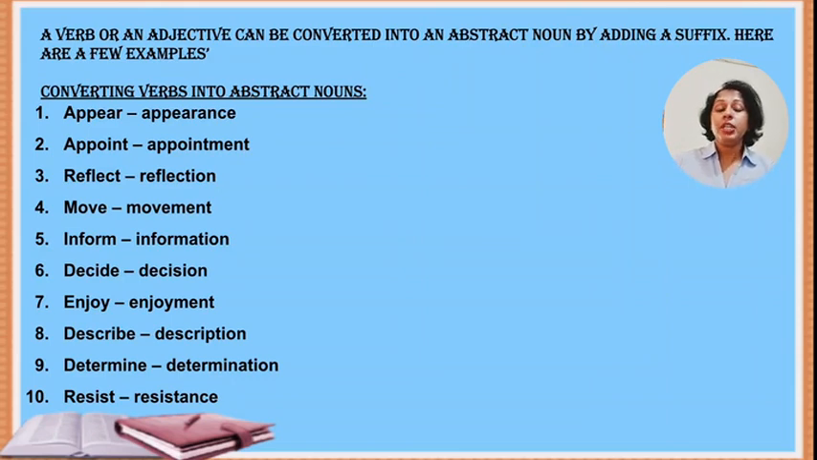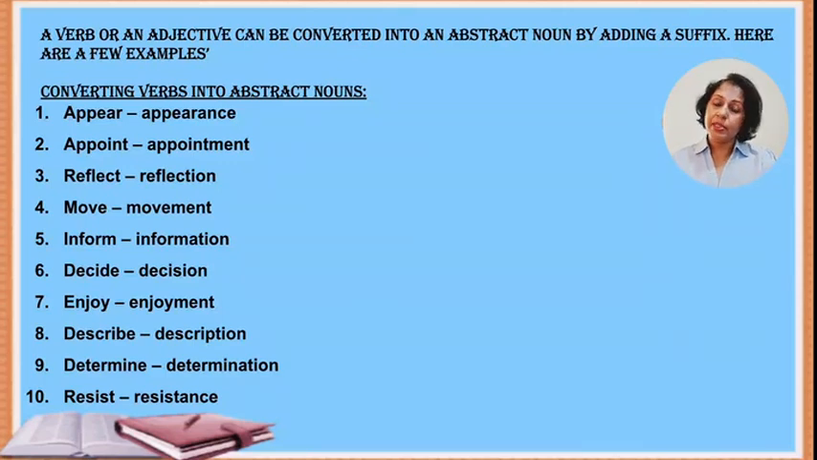Appear is a verb. Towards the left side of the screen, you see all the words are verbs. Appear, appoint, reflect, move, inform, decide, enjoy, describe, determine, resist. All these are verbs. After adding a certain suffix, we have converted those verbs into abstract nouns. Appear becomes appearance. Appoint becomes appointment. Reflect, reflection. Move, movement. Inform, information. Decide, decision. Enjoy, enjoyment. Describe, description. Determine, determination. Resist, resistance. These are some of the examples. By adding certain suffix to verbs, we converted them into abstract nouns.